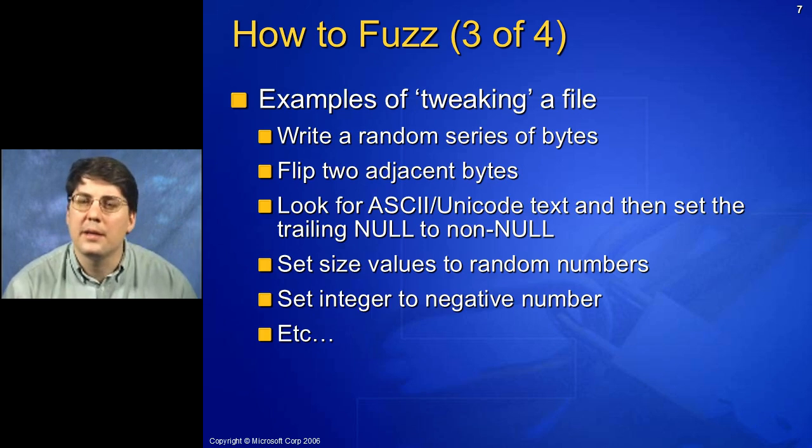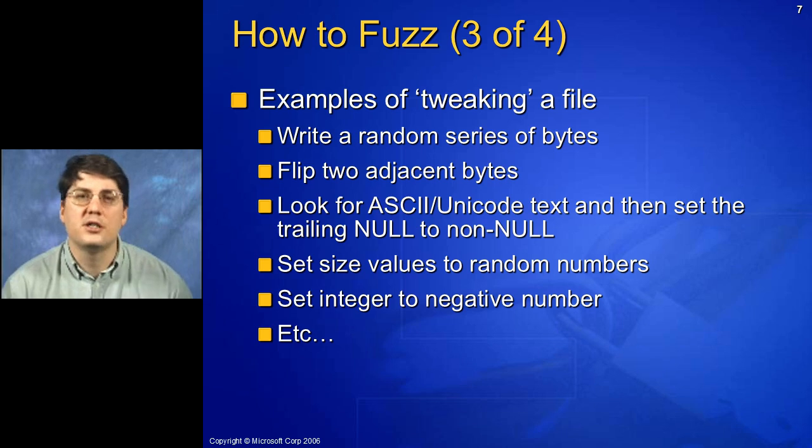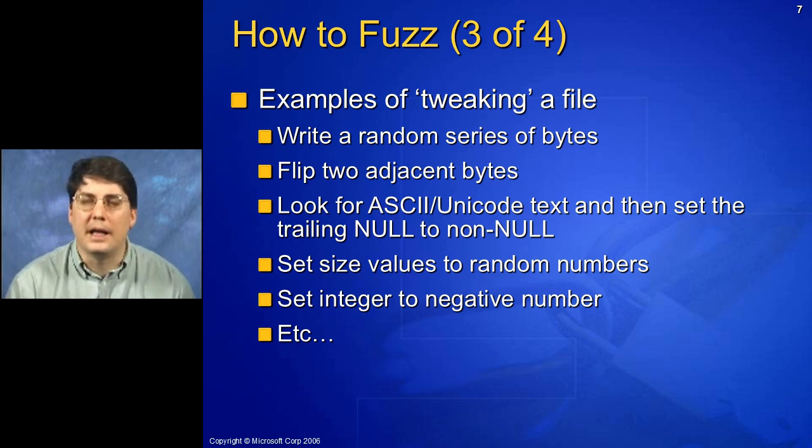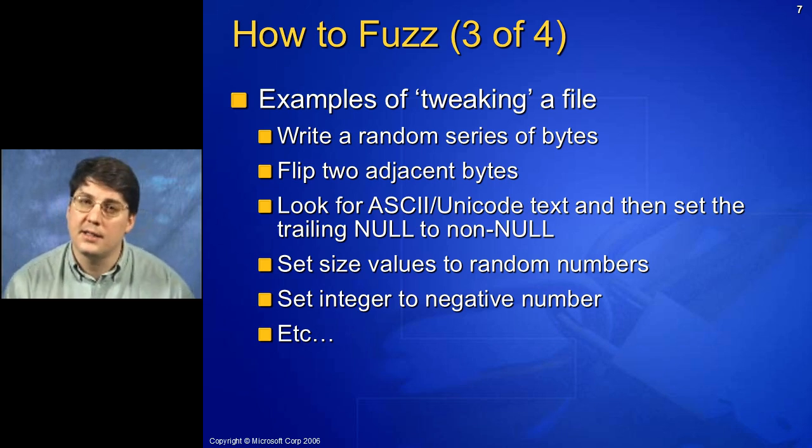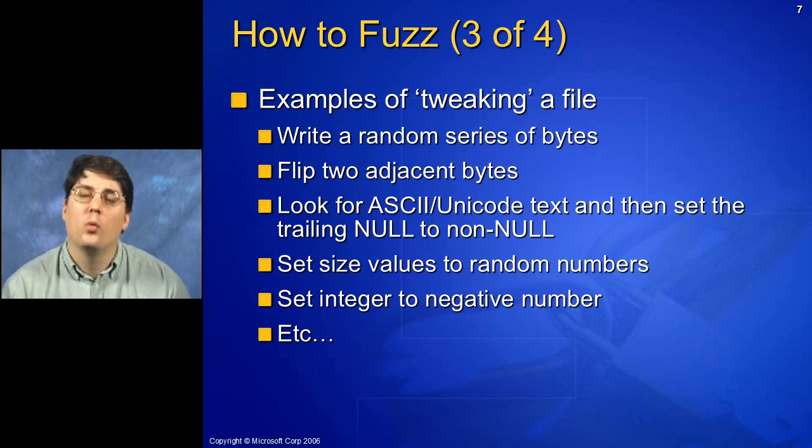Now, when you're thinking about how to go about changing a file in a random way, one simple way is to just write a random series of bytes. You'd be surprised how often writing a random series of bytes in an otherwise valid file will cause an application to crash. Now, again, I want to stress that as you begin this fuzzing work, one of the things your developers and testers might tell you is that's not a security issue.